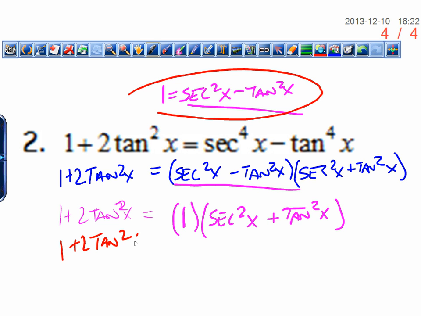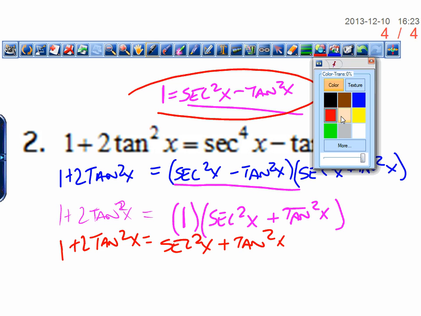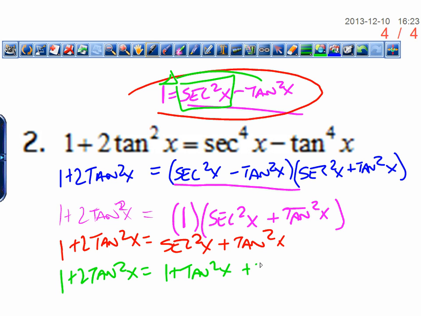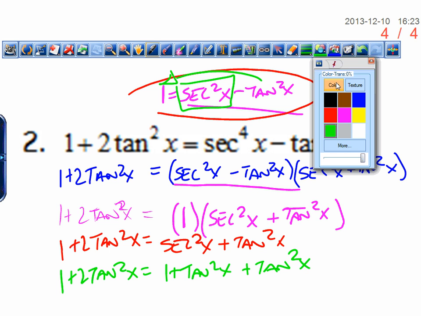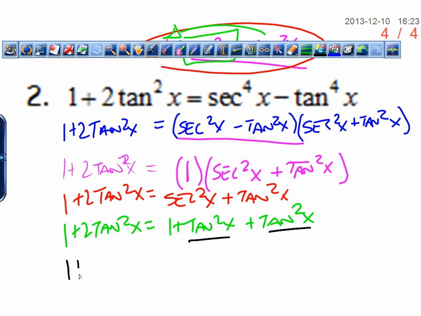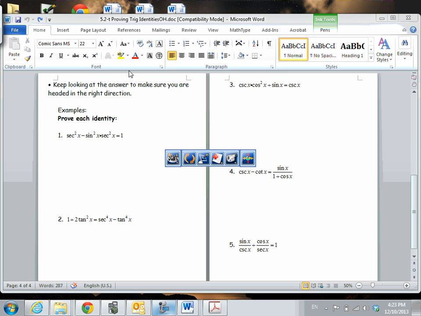So left side stays the same. And then my right side is secant squared x plus tangent squared x. Well, from this same idea, if I were to get secant squared x by itself, I'd move tangent squared back over. So then secant squared x would be 1 plus tangent squared x. So we look there. I got 2 tangent squared x's. So 1 plus 2 tangent squared x equals 1 plus 2 tangent squared x. Ta-da! That was a little more tricky.